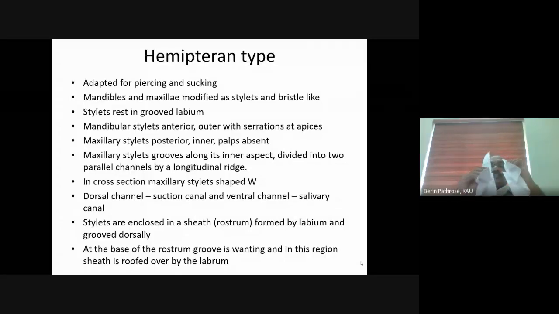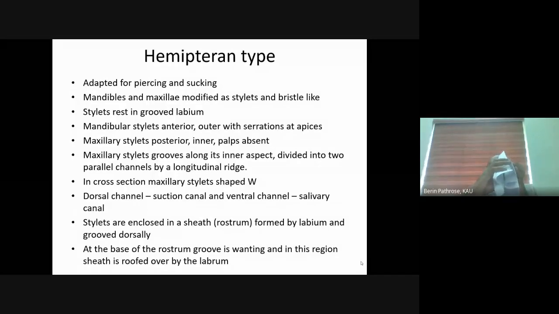So these are the two maxillary stylets. I told you maxillary stylets. We have a pair of maxillary stylets and a pair of mandibular stylets. Both the internal, see the cross section, it has a shape of a W. It is doubly grooved. So what the insect will do is keep both the side maxillary stylets together.